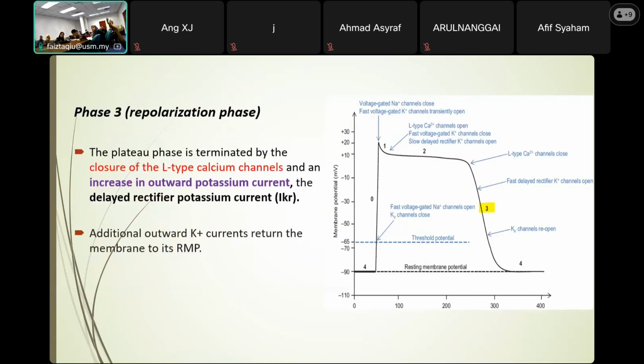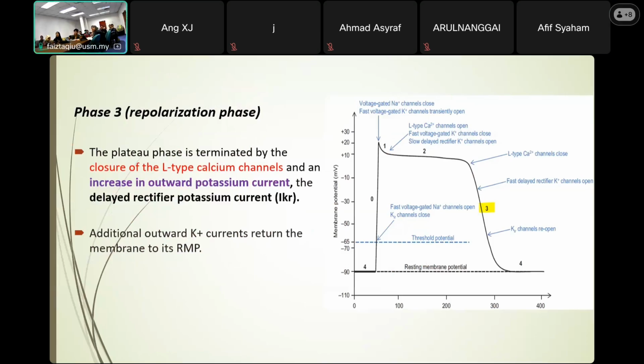Now we go to phase 3, where there's a repolarization phase. But the plateau phase is terminated by the closure of L-type calcium channels, and an increase in outward potassium current, the delayed rectifier potassium current. So in all the phases, you realize when we start one phase, we must explain the closure of the previous channel that is involved. So for phase 1, closing of the sodium channels. For phase 2 to phase 3, we have the calcium channels. Phase 3, we close the calcium channels, and there's an increase in potassium efflux.